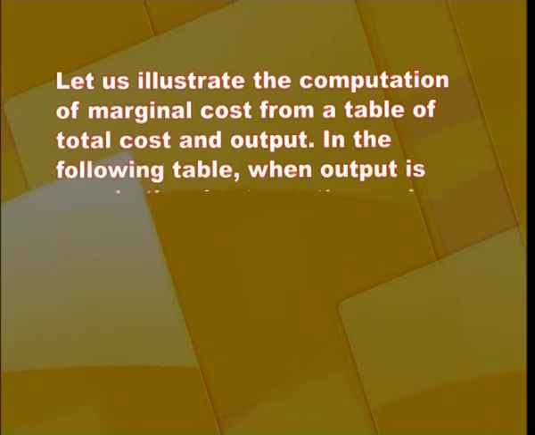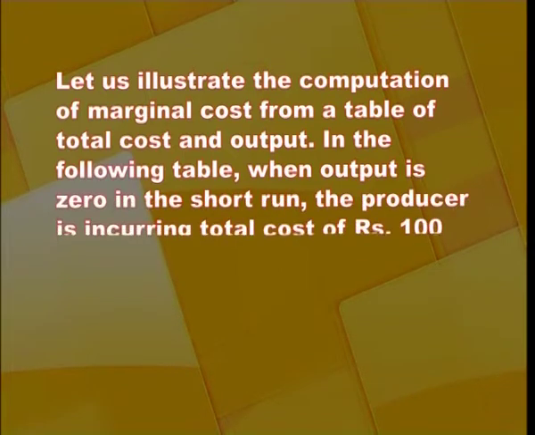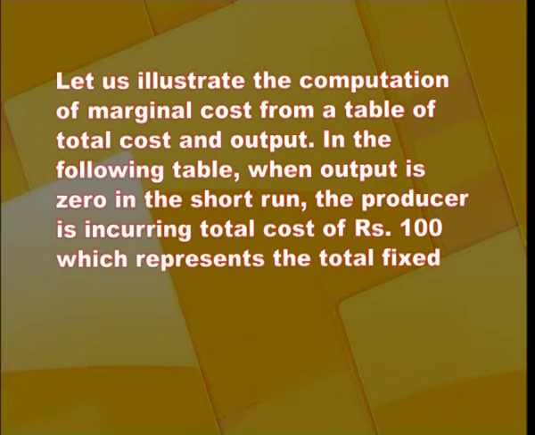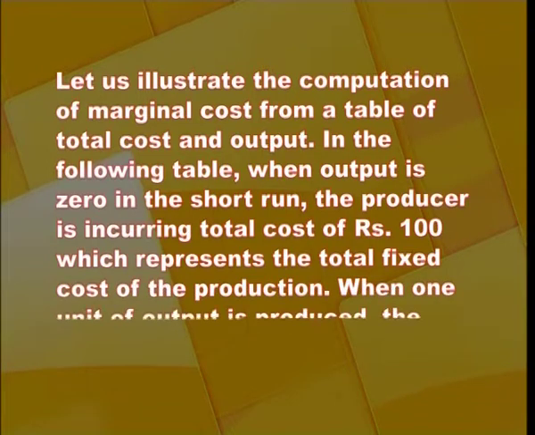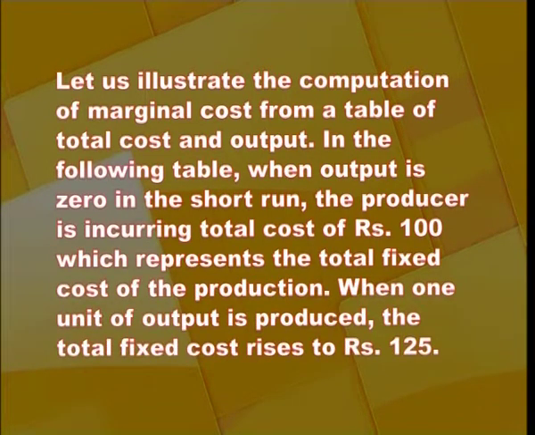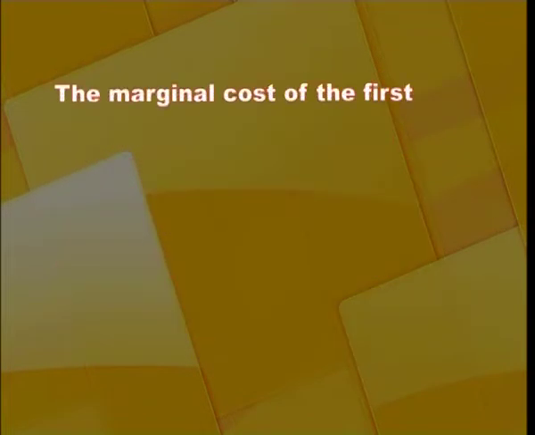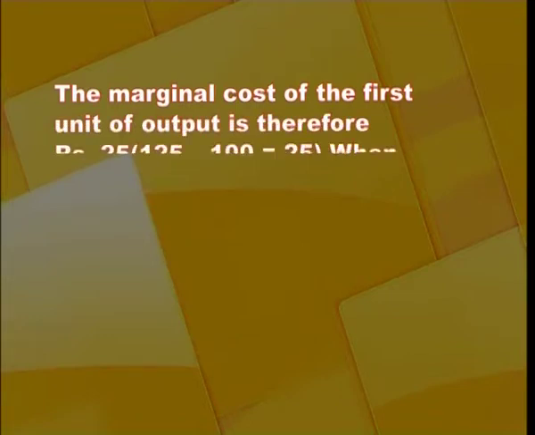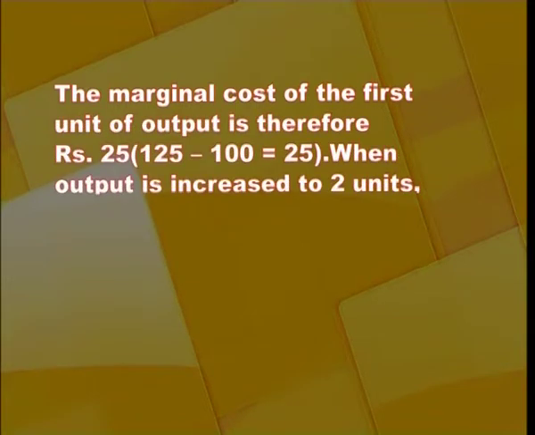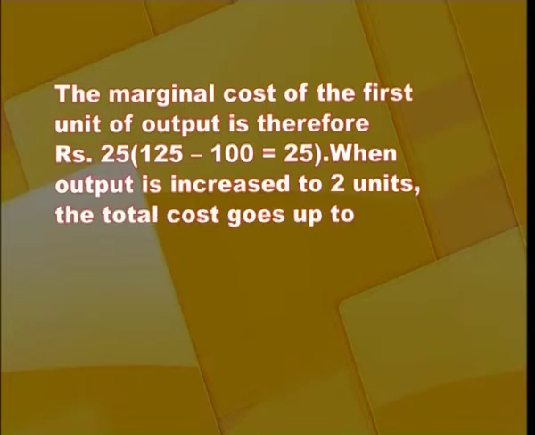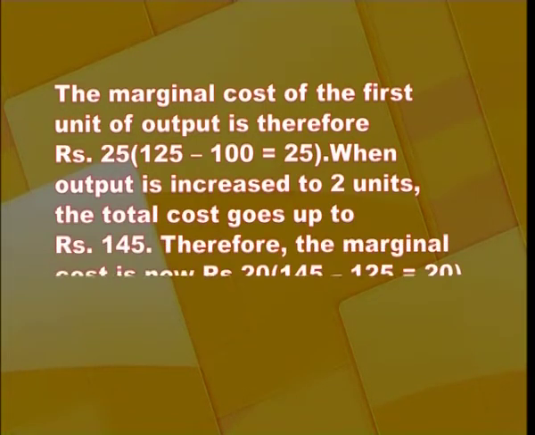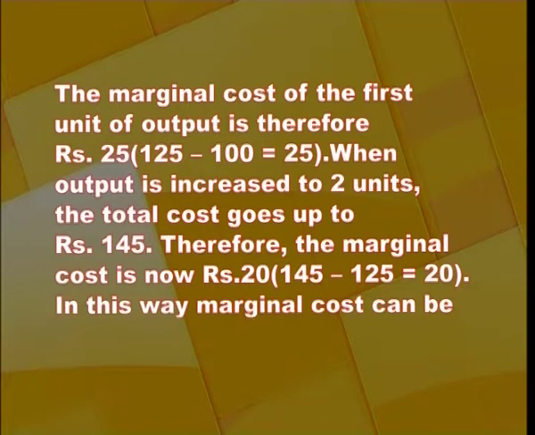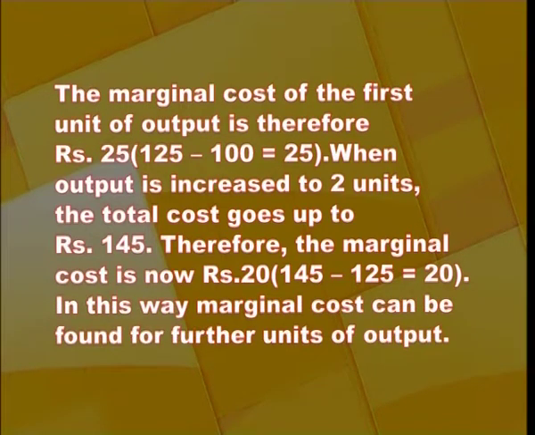In the following table, when output is 0 in the short run, the producer is incurring total cost of rupees 100, which represents the total fixed cost of production. When 1 unit of output is produced, the total cost rises to rupees 125. The marginal cost of the first unit of output is therefore rupees 25, which is 125 minus 100. When output is increased to 2 units, the total cost goes up to rupees 145. Therefore, the marginal cost is now rupees 20, which is obtained by subtracting 145 minus 125. In this way, marginal cost can be found for further units of output.